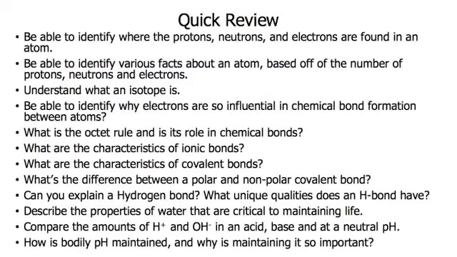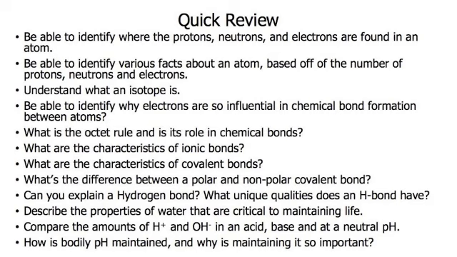So let's do a quick recap of tonight's lecture. After tonight's lecture, and after studying this chapter, you should be able to identify where the protons, neutrons, and electrons are found in an atom. You should be able to identify various facts about an atom based off of the number of protons, neutrons, and electrons. You should also understand what an isotope is. Furthermore, you should be able to identify and understand why electrons are so influential in the chemical bond formation between atoms. You should also know about the octet rule and its role in chemical bonds.